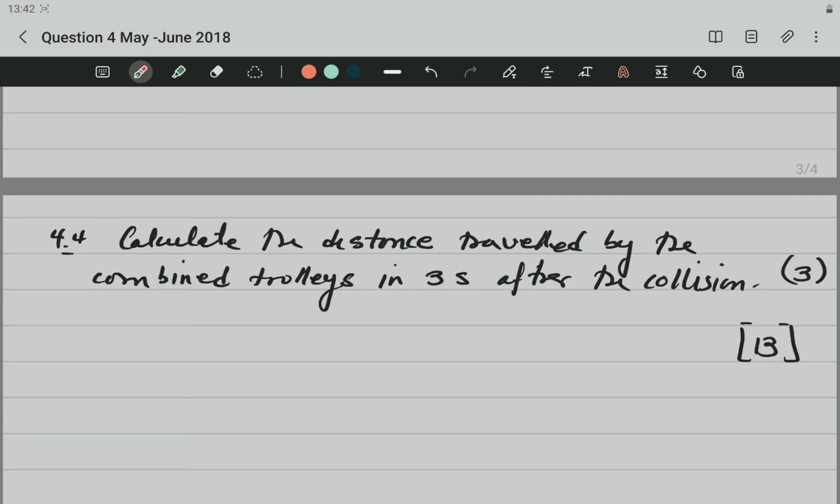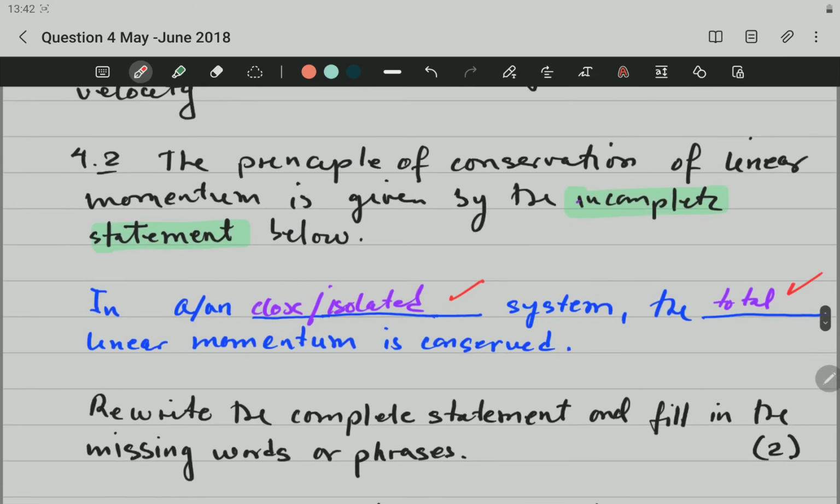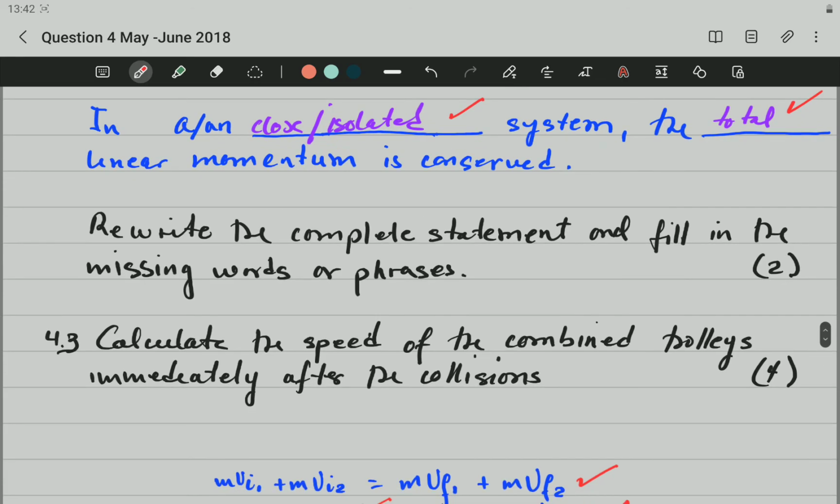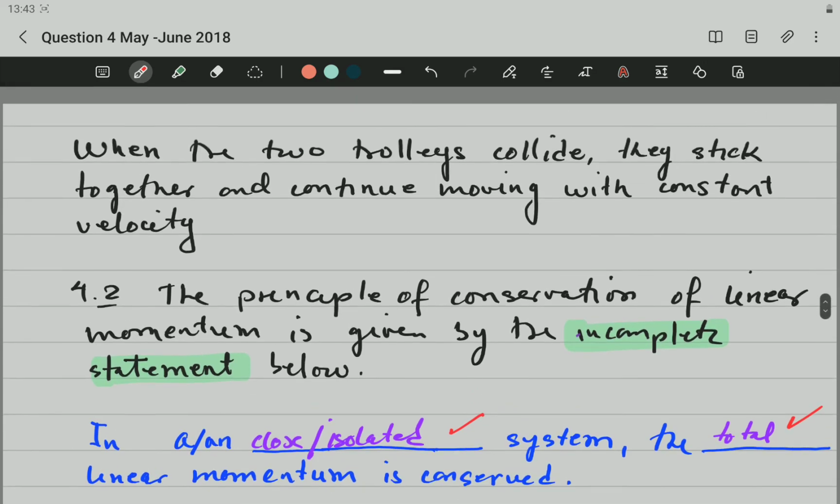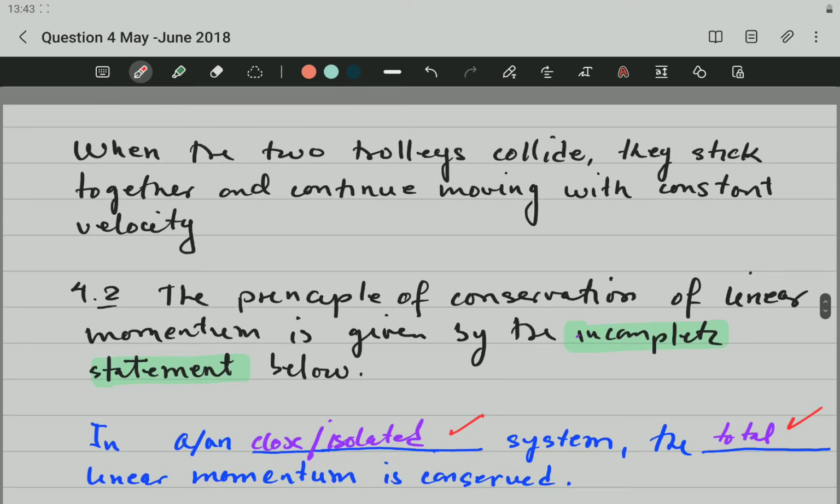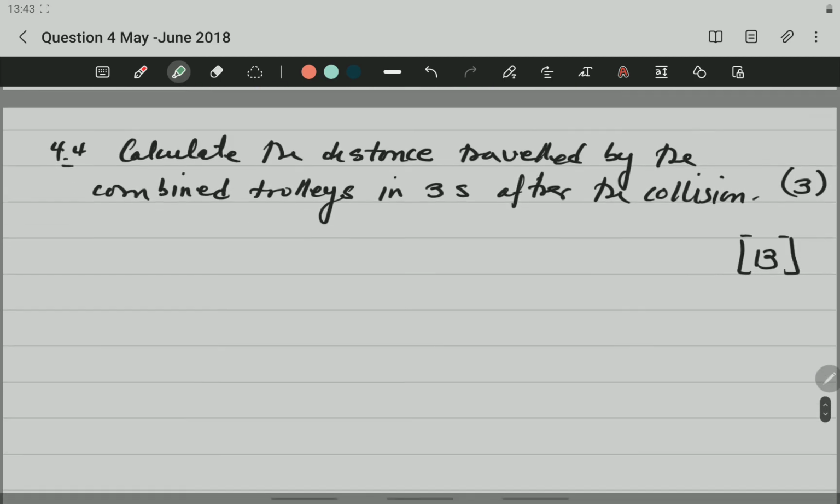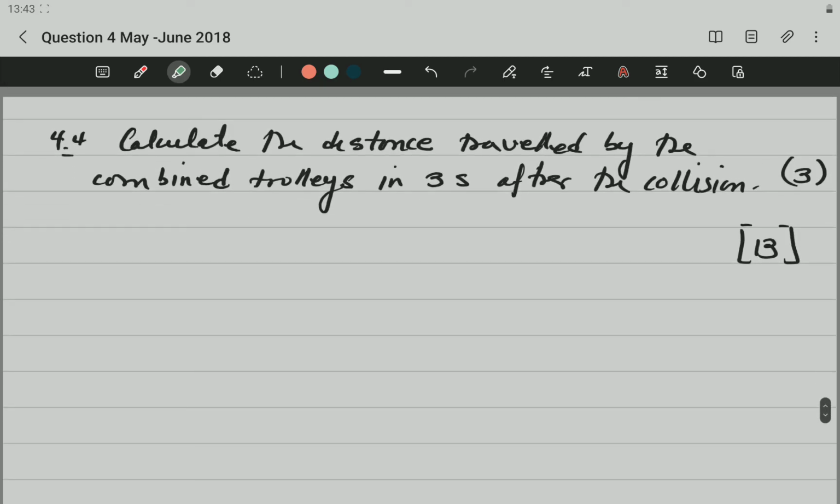We have that they are moving together. Calculate the distance traveled by the combined trolleys in 3 seconds after the collision. Before we carry on, we have to come back here, and they say here, when the two trolleys collide, they stick together and continue moving with a constant velocity. Constant velocity, very important. They are going to start moving together, but they are going to continue with constant velocity. So, with having the displacement, let's first of all quickly write the data we have.